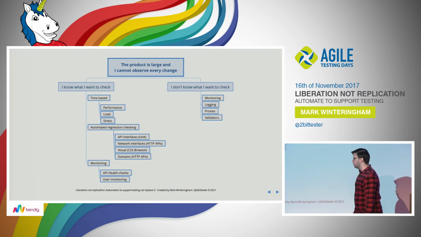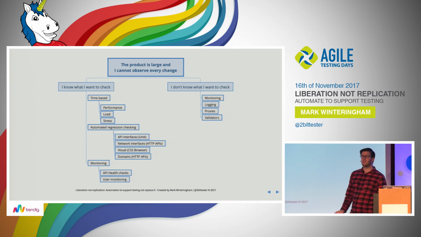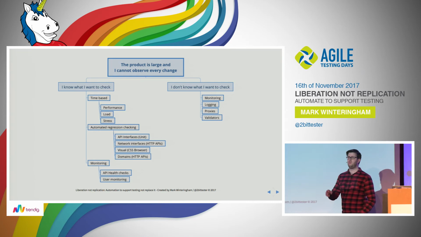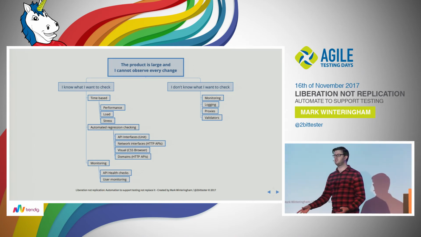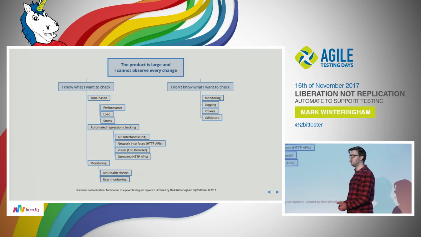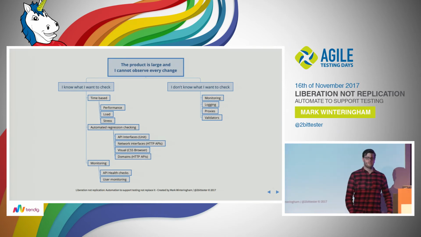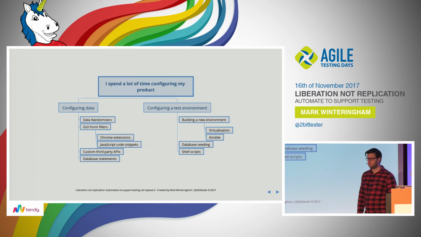And there are all sorts of different ways of doing this. So logging and proxies fit under monitoring. And validators don't know about your product, but they might have some specific set of rules that you need to compare what you've got against. So HTML, CSS validators, XML, JSON.